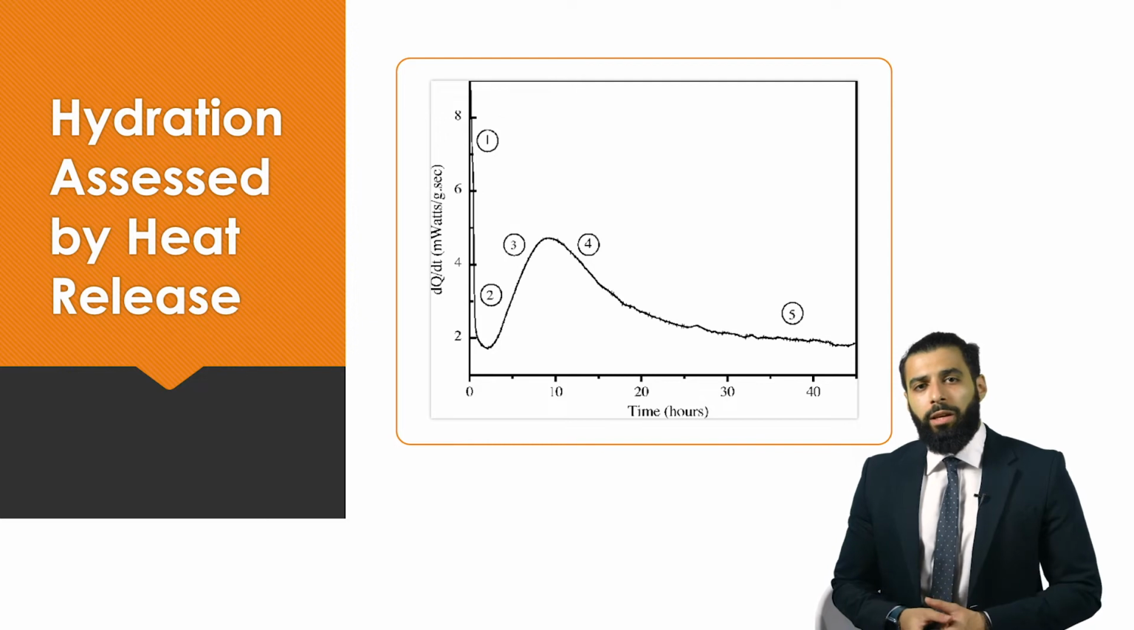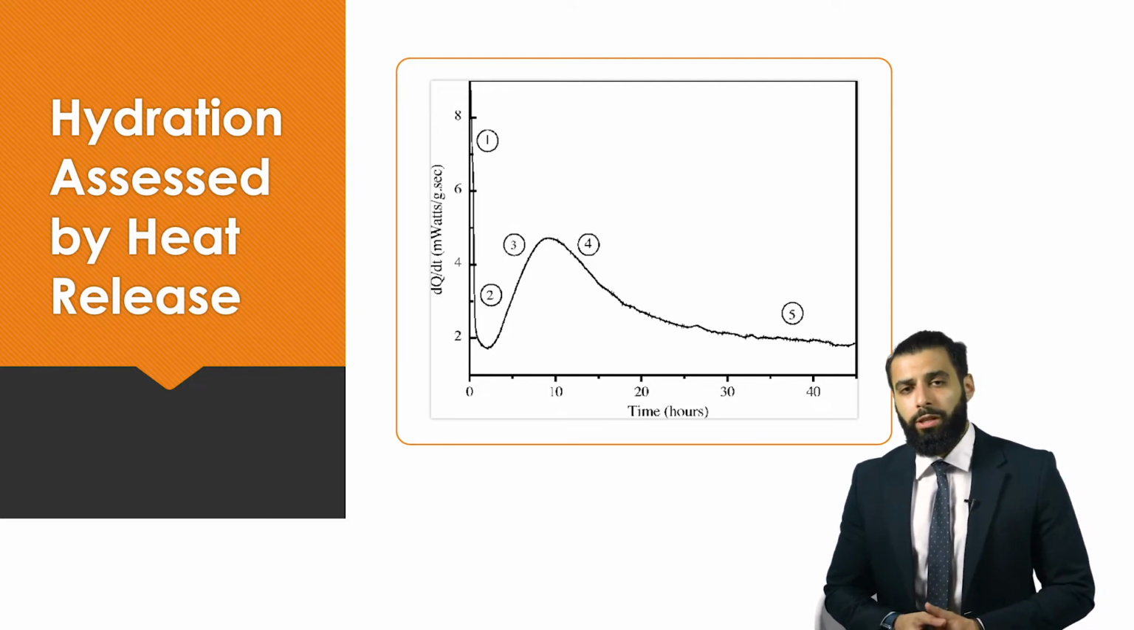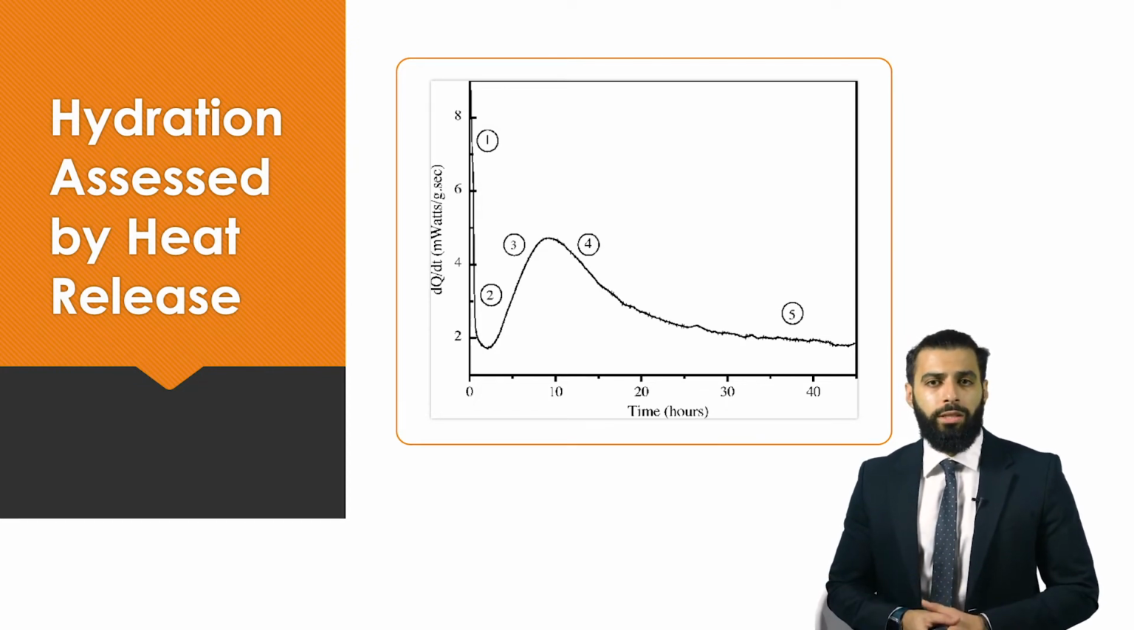In terms of the process itself of hydration, we can summarize it through the figure that you can see in front of you. So there are 5 main stages associated with hydration. Stage number 1, you can see there's a massive peak in the rate of change of the heat that evolves from the mix, and this usually happens when you add water to your mix. Stage number 2 is the dormant period, and that's why you see a massive drop in the rate of heat that's released. The dormant period is important for transportation.